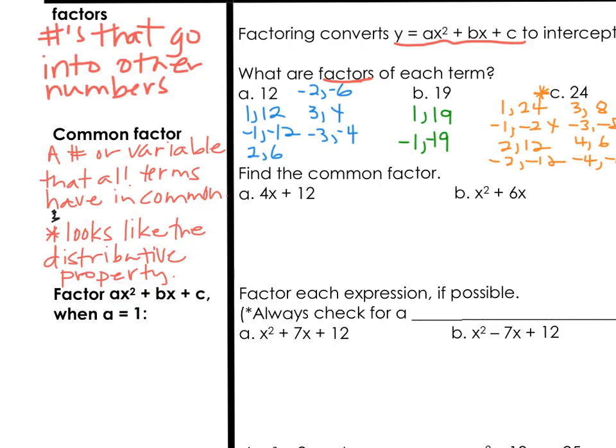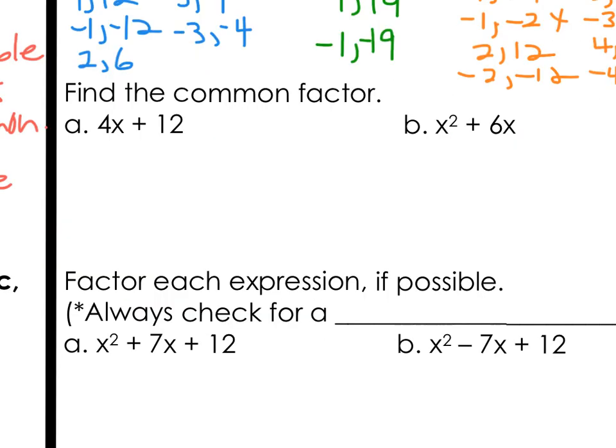As we start to factor quadratics, one thing that we look at is called a common factor. And a common factor is a number or variable that all terms have in common. And when we look at a quadratic or just any expression really, it ends up kind of looking like the distributive property when we're done. So taking a common factor out of terms is kind of the opposite of the distributive property. Let's take a look at some examples on the right.